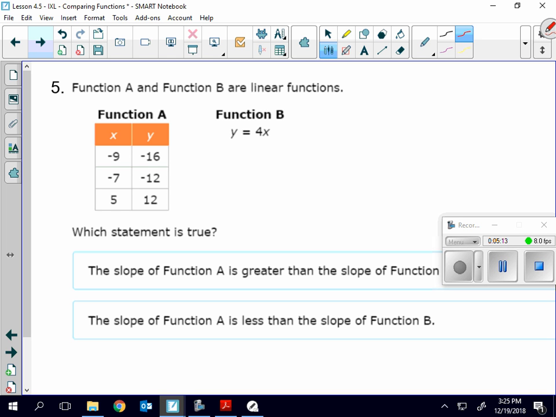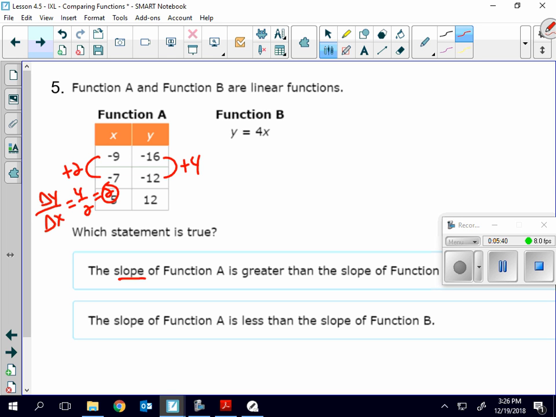Still working on slope. Okay, what's the slope of each one? This one is getting bigger by 4, getting bigger by 2. So the slope is 4 over 2, which is 2.